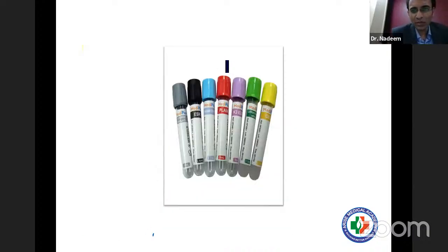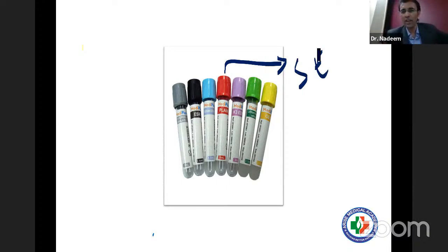Whenever I have to do serological examination in the biochemistry lab, like lipid profile, LFT, KFT, I will be using the red tube for the serological examination. Most important are the purple and the red tubes. Purple and red are the most commonly used in hospital.